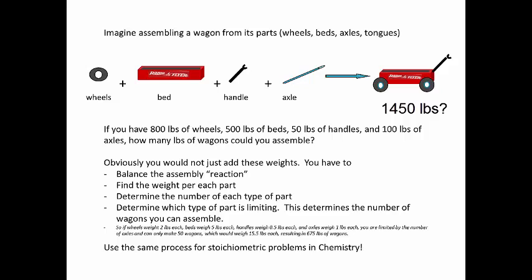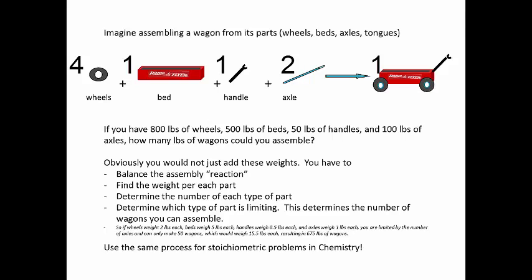But then you remember that you took freshman chemistry and you say, no, I've got to think about this differently. I can't just add up the weight of the components. I have to first think about balancing this assembly process as if it's a chemical reaction. Because for every wagon that I assemble, I need 4 wheels, 1 bed, 1 handle, and 2 axles to make 1 Radio Flyer wagon.